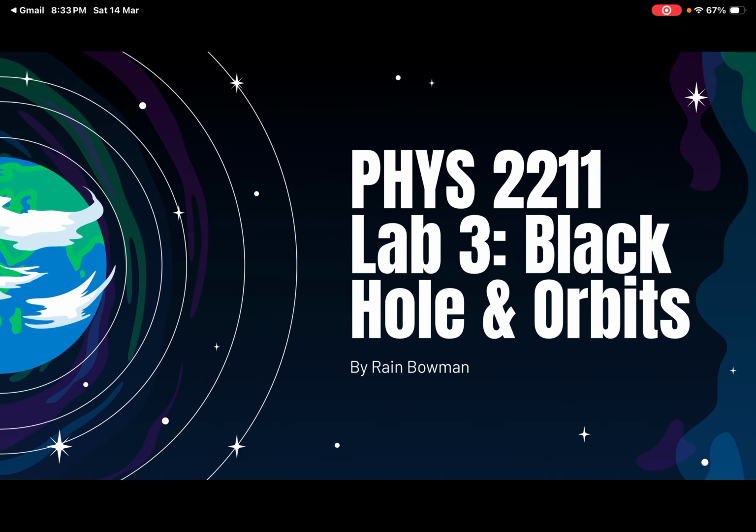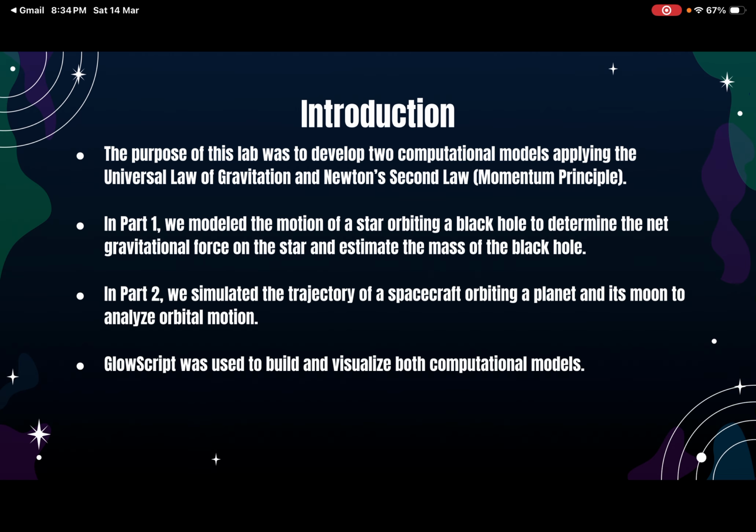The goal of this lab was to use computational modeling to study orbital motion by applying the universal law of gravitation and Newton's second law. Using GlowScript, we simulated how objects move under gravitational forces and visualized their motion over time. The main purpose of this lab was to understand how gravity affects motion in space.